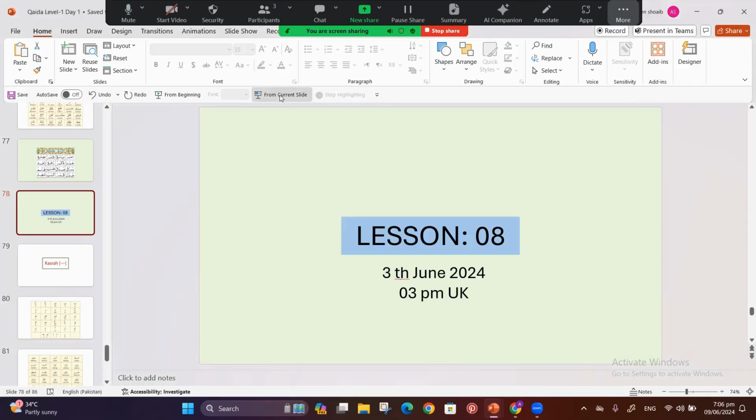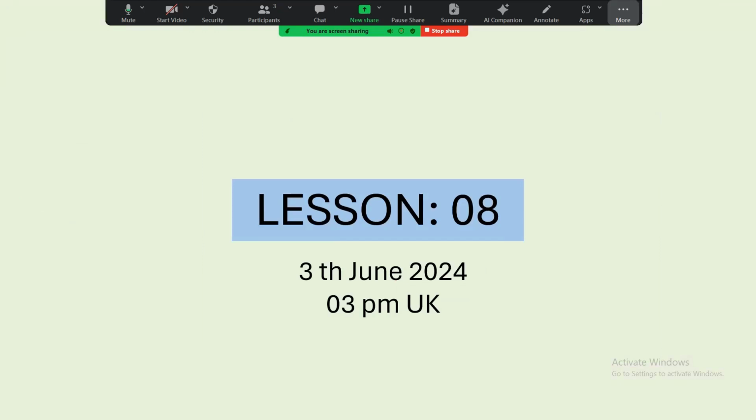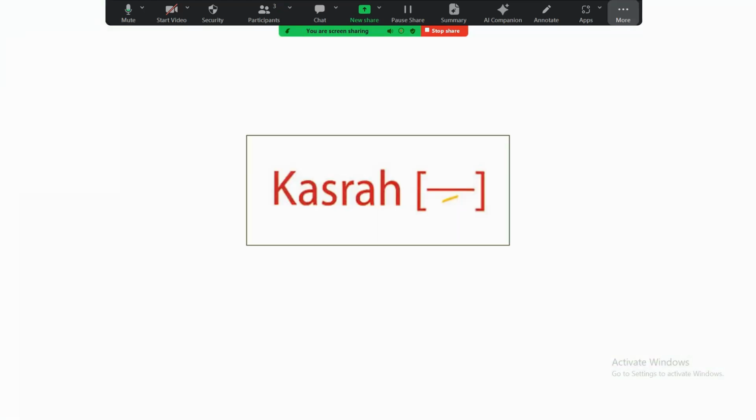Okay, so lesson number 8, topic inshallah will be of kasra. So yes, sisters, from the haraka topic, we have discussed the fatha one. The fatha, kasra, and dhamma are actually the three basic symbols. We can say the short vowel symbols in Arabic. And yes, short vowel symbols appear above or below the letter.